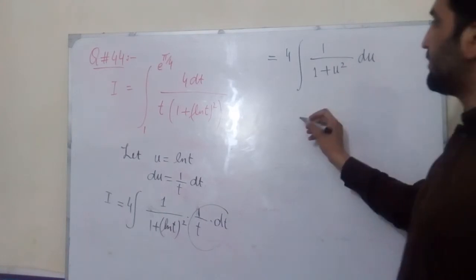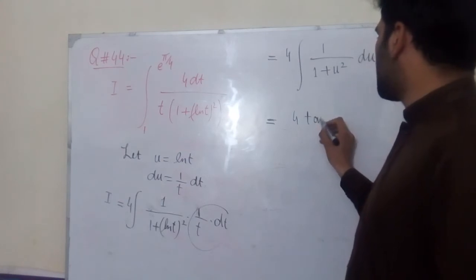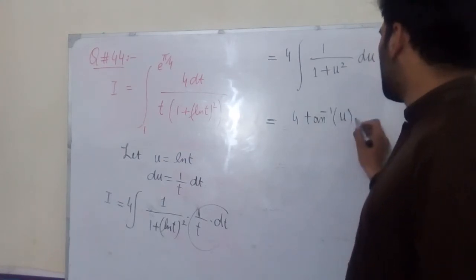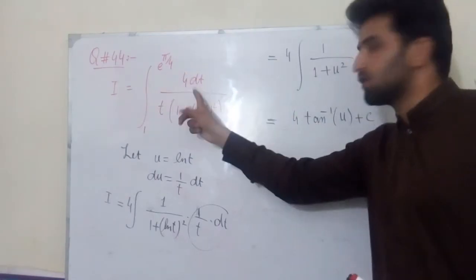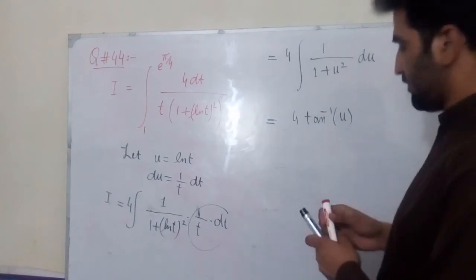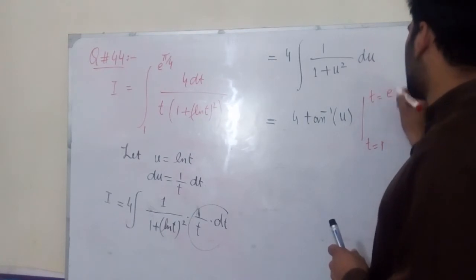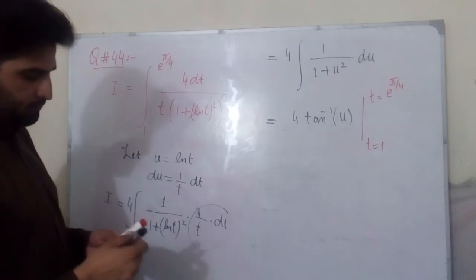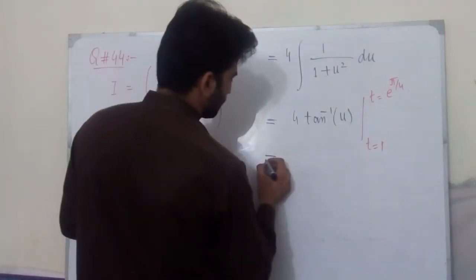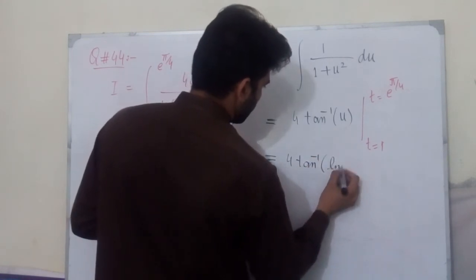So this is again tangent theta. So this is tangent, so 4 into tangent inverse u plus c. But now there are limits of t, so we cannot write c. So t goes from 1 to e power pi by 4. Now put the value of u. So u is natural log t. So this will be equal to 4 tangent inverse natural log of t.